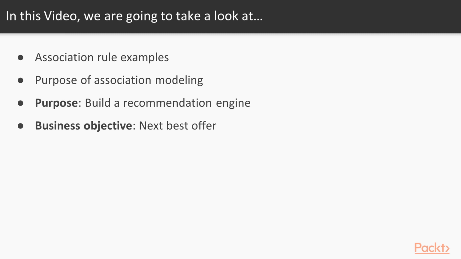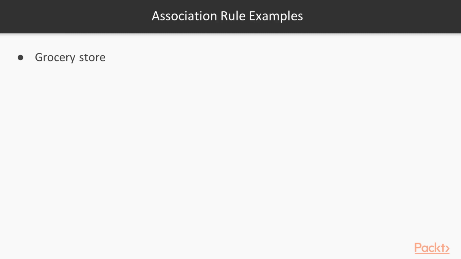From there, we're going to dig deeper into the purpose of association modeling and really why we're building a recommendation engine. Finally, we'll talk about the business objective, the next best offer. That's the real reason why we're doing the association modeling. Perhaps the best way to begin talking about association rules is to begin with a few examples.